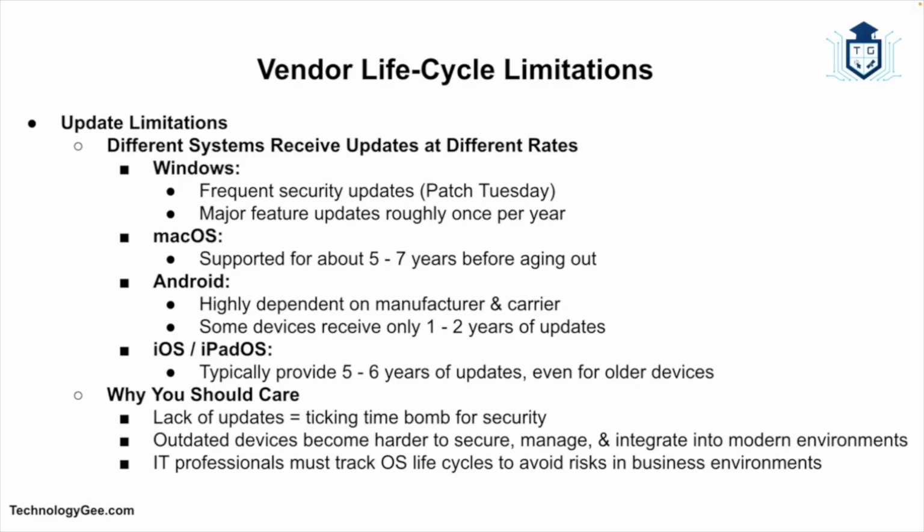macOS, this operating system is supported for about 5 to 7 years. Android, depending upon your phone maker, some only provide 1 to 2 years of updates. iOS and iPadOS, they usually get about 5 to 6 years of updates, even on older devices. Now, why should you care about any of this? Well, if your operating system isn't getting updated, then it is essentially a ticking time bomb.